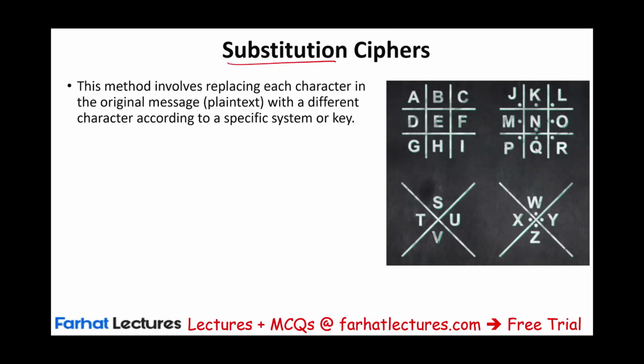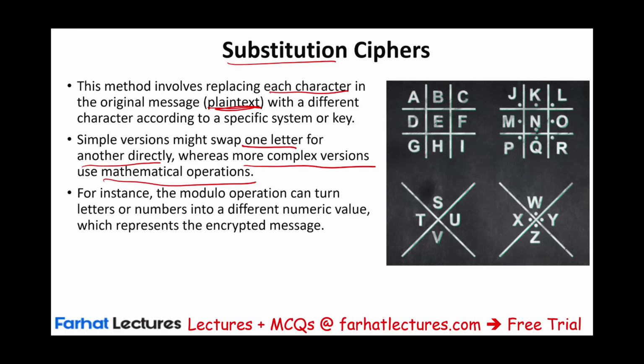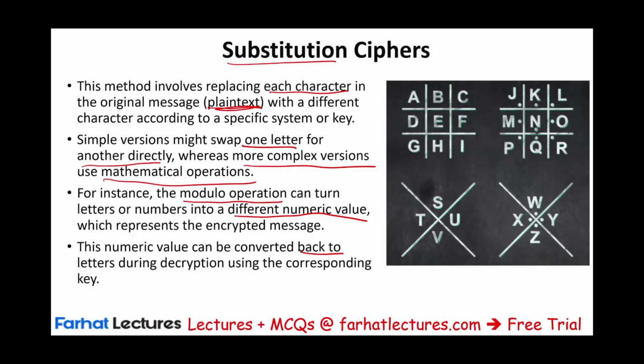So we have the substitution ciphers. This method involves replacing each character in the original message, the plain text, with a different character according to a specific system or key. A simple version might swap one letter for another letter directly, whereas a more complex version uses mathematical operations. So this can be simple or this can be complex. For example, the modulo operation can turn letters or numbers into different numeric values which represent the encrypted message. This numeric value can be converted back to letters during decryption using the corresponding key.